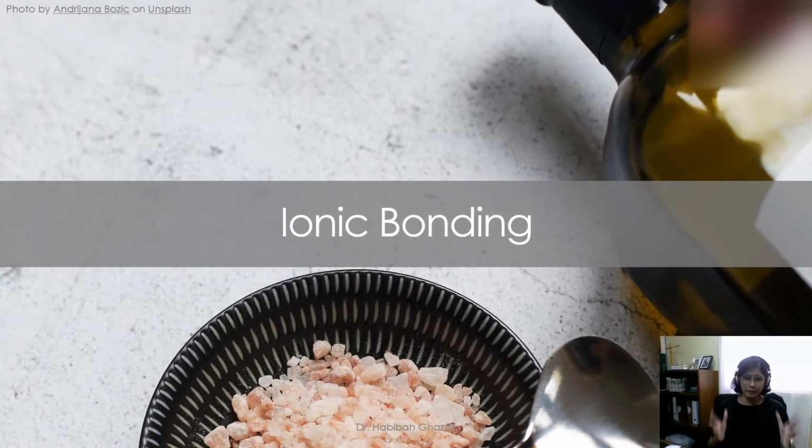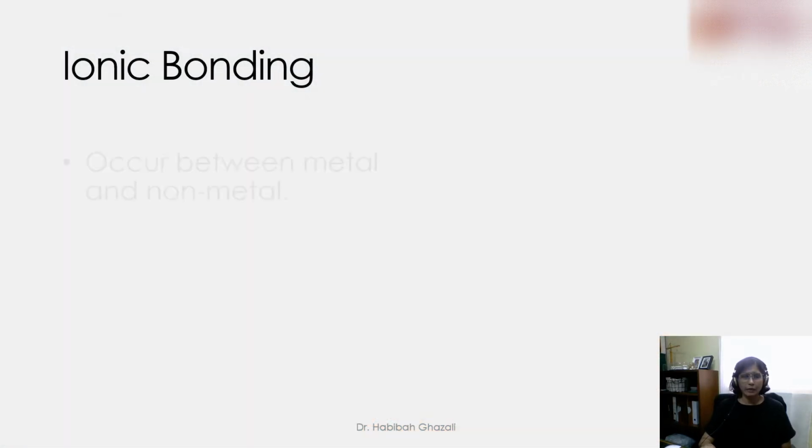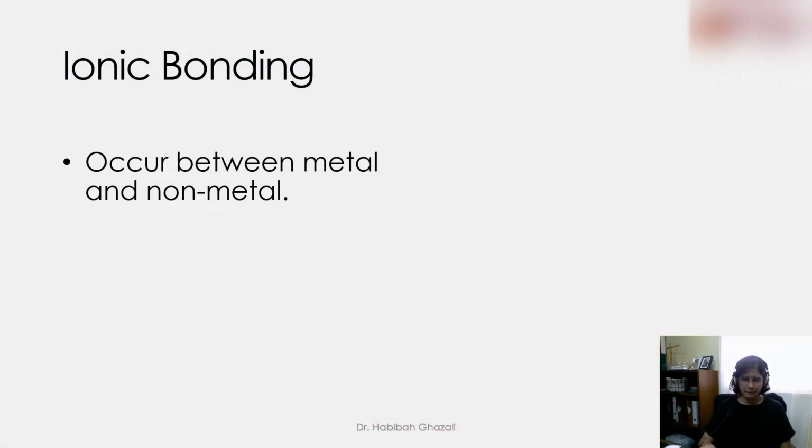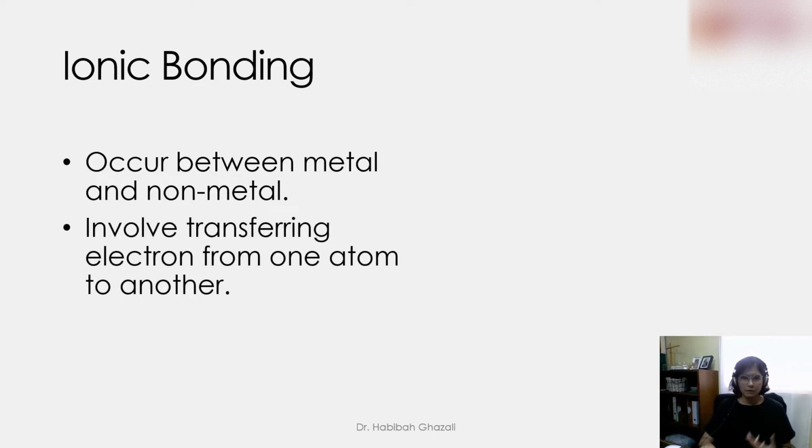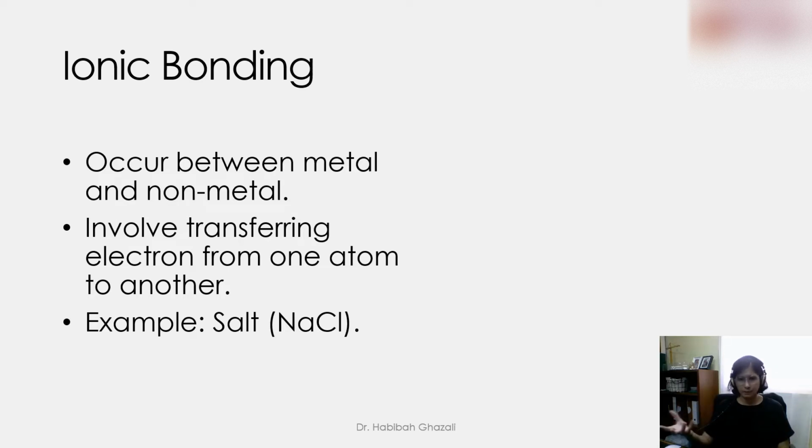So let's begin with an explanation of ionic bonding. Ionic bonding occurs between metals and non-metals. Ionic bonding involves the transfer of an electron from one atom to another. The easiest example I can give you is sodium chloride. Sodium chloride is our table salt.